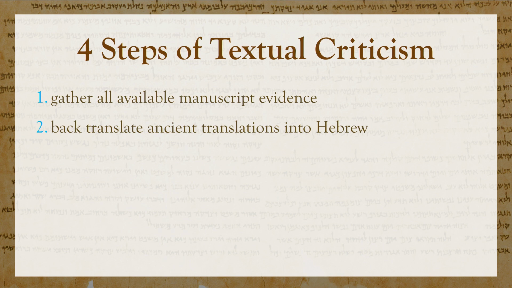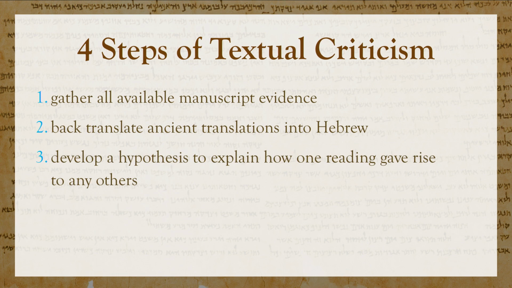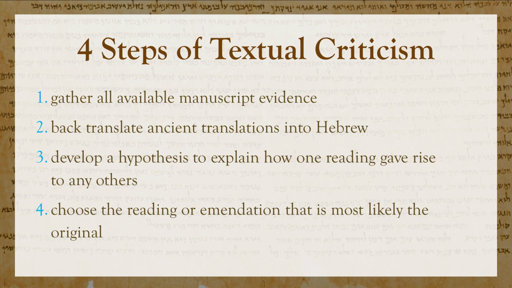You want to translate it all into Hebrew. So you're not just reading in Hebrew, you're also actually translating into Hebrew in order to do this work. Then, number 3 is to develop a hypothesis to explain how one reading gave rise to any others. And then fourth, choose the reading, or emendation, which is just a fancy word for correction, that is most likely to be the original. Thankfully, textual critics have been at this for centuries.